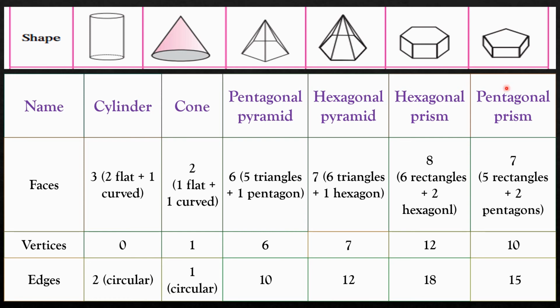Now we will talk about pentagonal prism. Here you can see the picture of pentagonal prism. Pentagonal prism has 7 faces: 5 rectangles and 2 pentagonal faces. It has 10 vertices and 15 edges. So in total, pentagonal prism has 7 faces, 10 vertices and 15 edges.